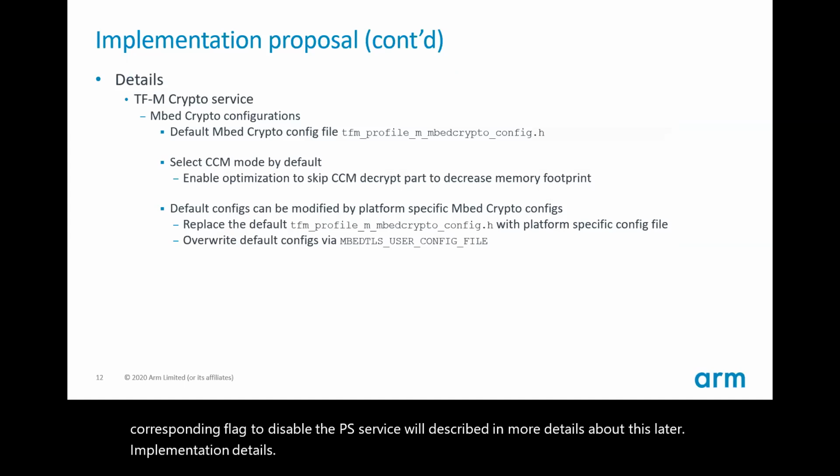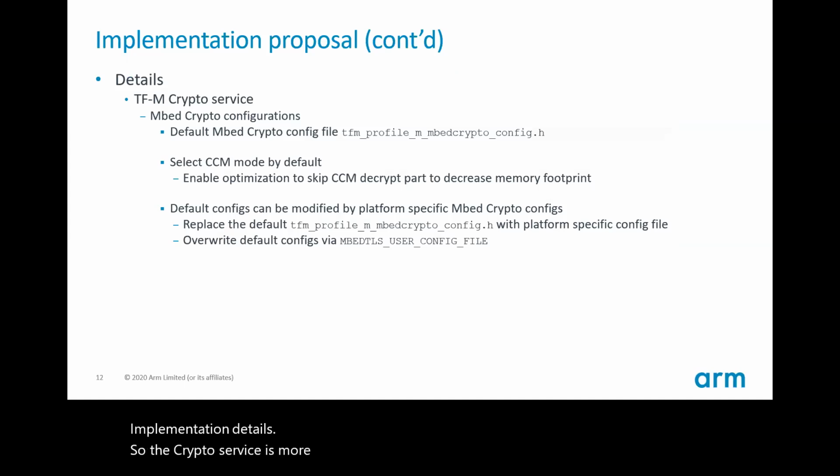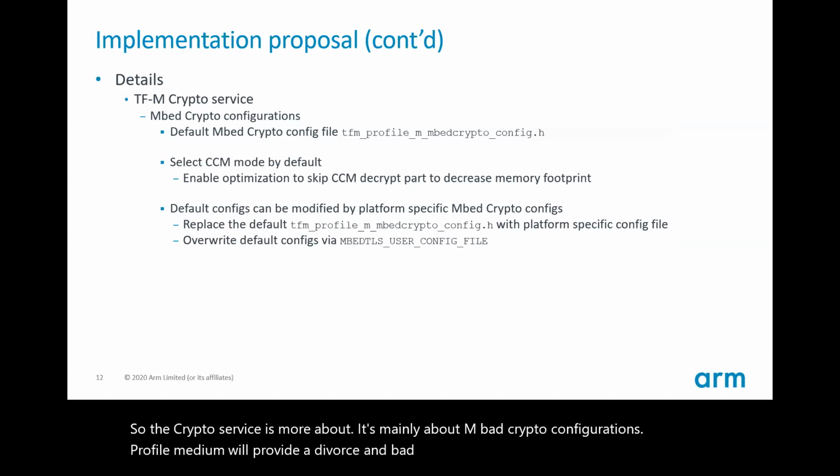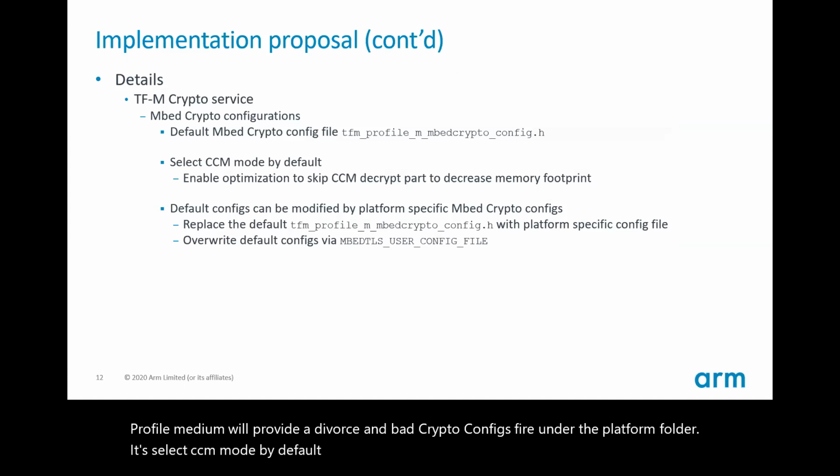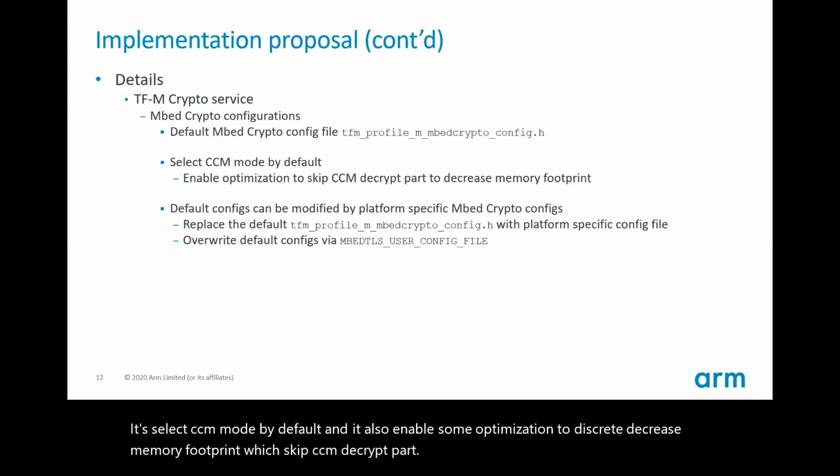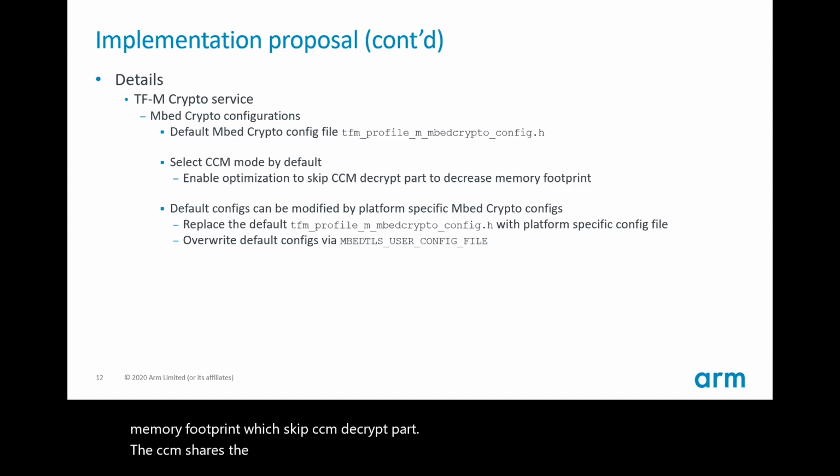First, the crypto service, it's mainly about Mbed Crypto configurations. Profile Medium will provide a default Mbed Crypto config file in the platform folder. It selects CCM mode by default, and it also enables some optimization to decrease the memory footprint, which skips the CCM decrypt part because CCM shares the same process in encryption and decryption. So the purpose is to decrease the memory footprint.